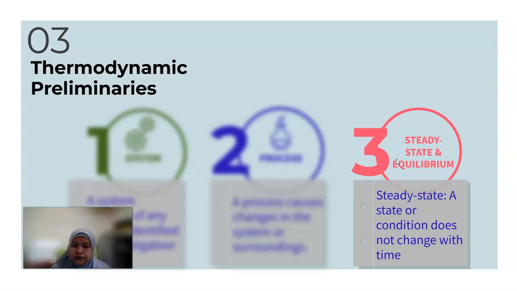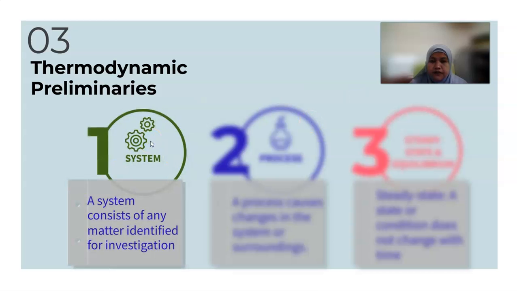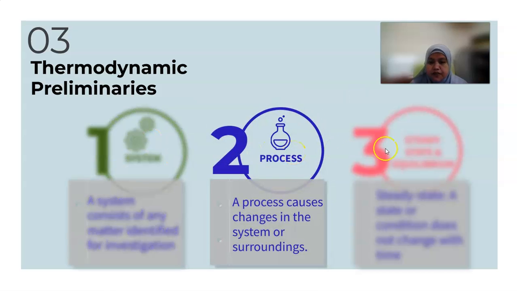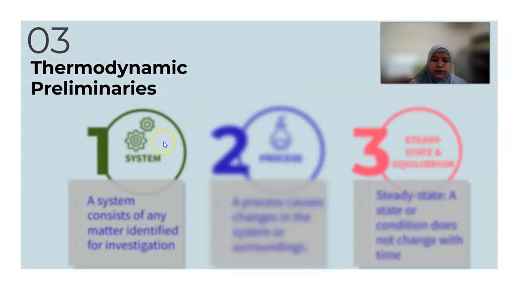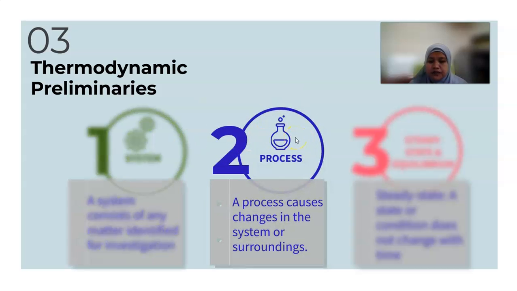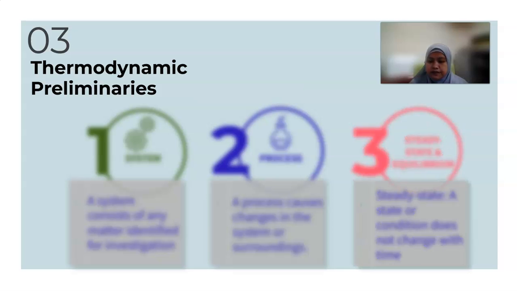So as for the thermodynamic preliminaries, we have a system, we have the process, and we also have the steady state and equilibrium. What I mean by the system is it consists of matter identified for investigations. And as for the process, it causes the changes in the system or surroundings. And the process is either steady state or unsteady state, so steady state refers to a state or condition which does not change with time.